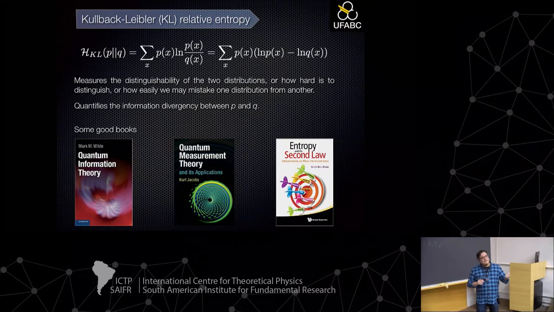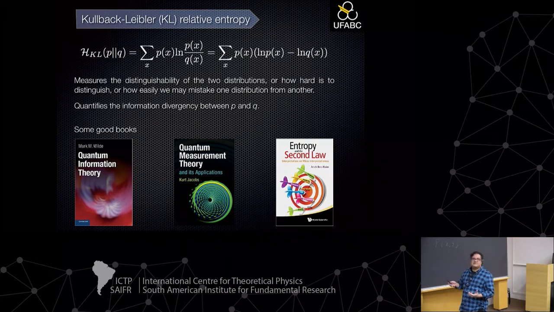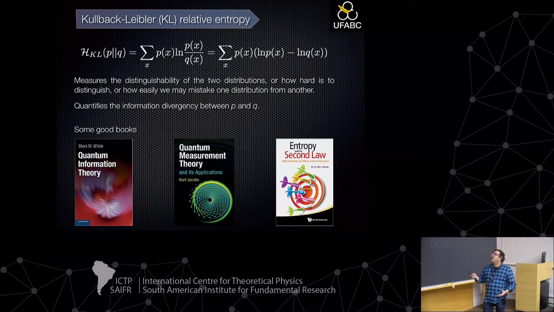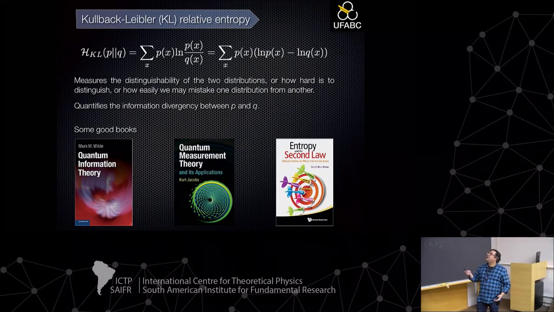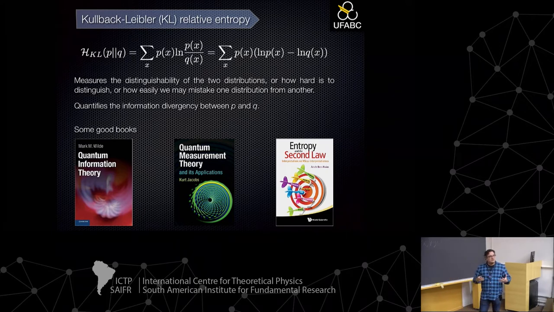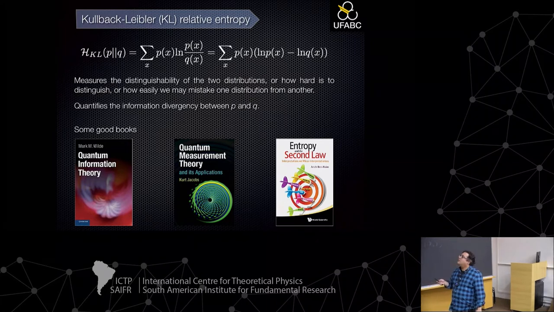Some authors and some books like to call it entropic distance, but this is not a proper distance, because it depends on how you name your distributions. So this also gives you an idea about how hard it is to distinguish between these two distributions, or how easy it is to mistake one distribution for another.